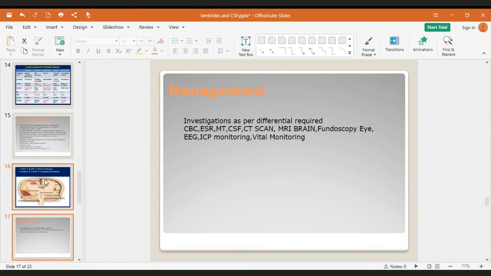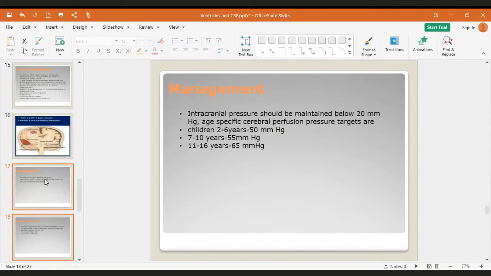X-ray, MT, Montauk test if tuberculosis is suspected, sputum, or MRI brain, fundoscopy, EEG, intracranial pressure monitoring, or vital monitoring. All these are required when there is increased intracranial pressure. Intracranial pressure should be maintained below 20 millimeter of mercury.